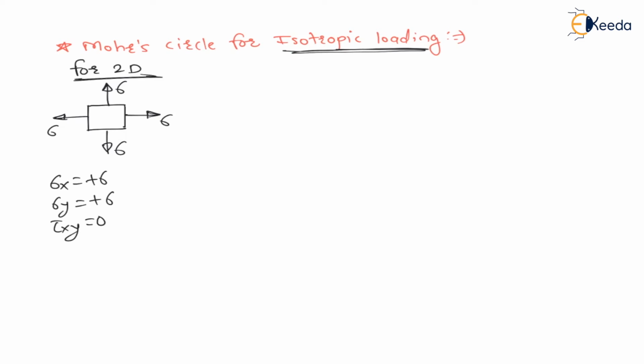Now draw Mohr's circle for this. While drawing Mohr's circle, shear stresses are taken on the vertical axis. Upward is clockwise shear, which is positive, and downward is anti-clockwise shear, which is negative. On the horizontal axis there are normal stresses. Right side is tensile, which is positive, and left side is compressive, which is negative. Now O is the center of the graph, or origin.